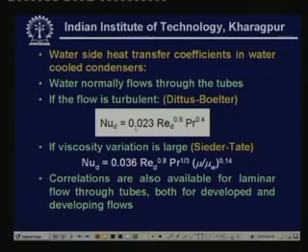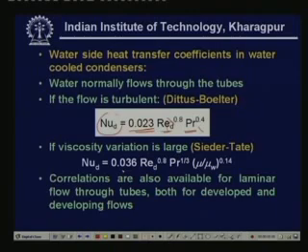The Dittus-Boelter correlation is very popular and it is given by this expression: Nu subscript D, this is a Nusselt number based on the inner diameter of the tube. This is equal to 0.023 into Reynolds number to the power of 0.8 and Prandtl number to the power of 0.4. Okay, this is for turbulent flow inside the tubes, right. And as I said, Re is the Reynolds number and Pr is the Prandtl number, and the Reynolds number and Nusselt number are based on the internal diameter of the tube. This can be used most of the time, but if viscosity variation is large, then one can use the Sieder-Tate equation which gives better accuracy.